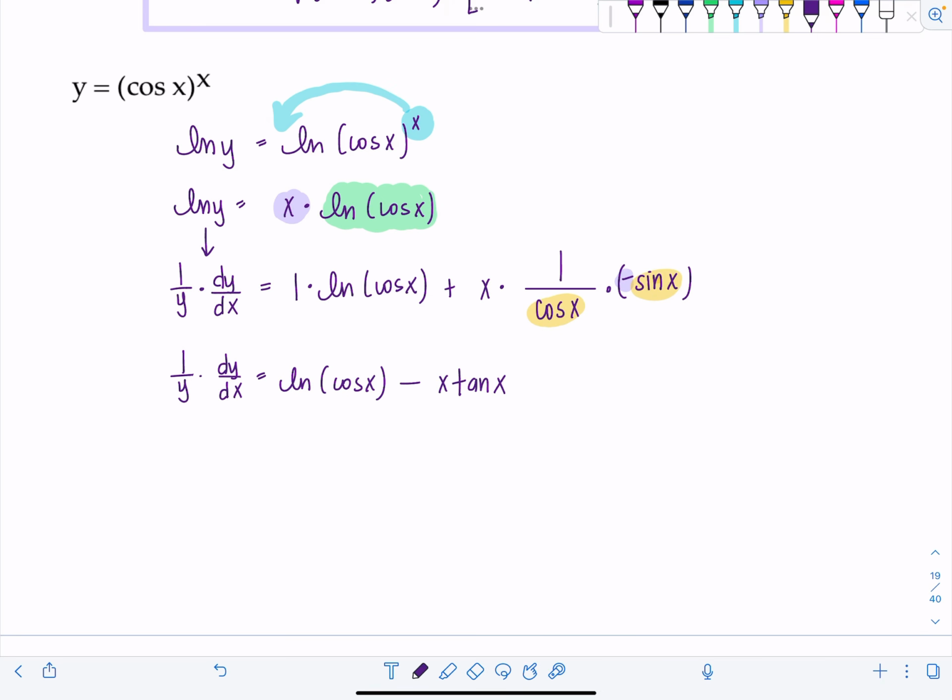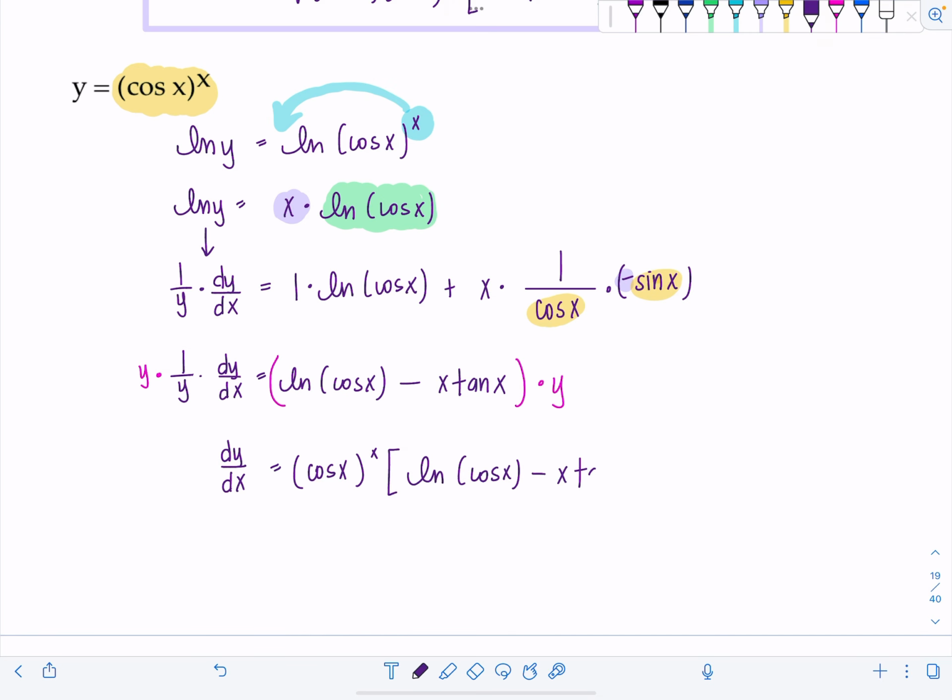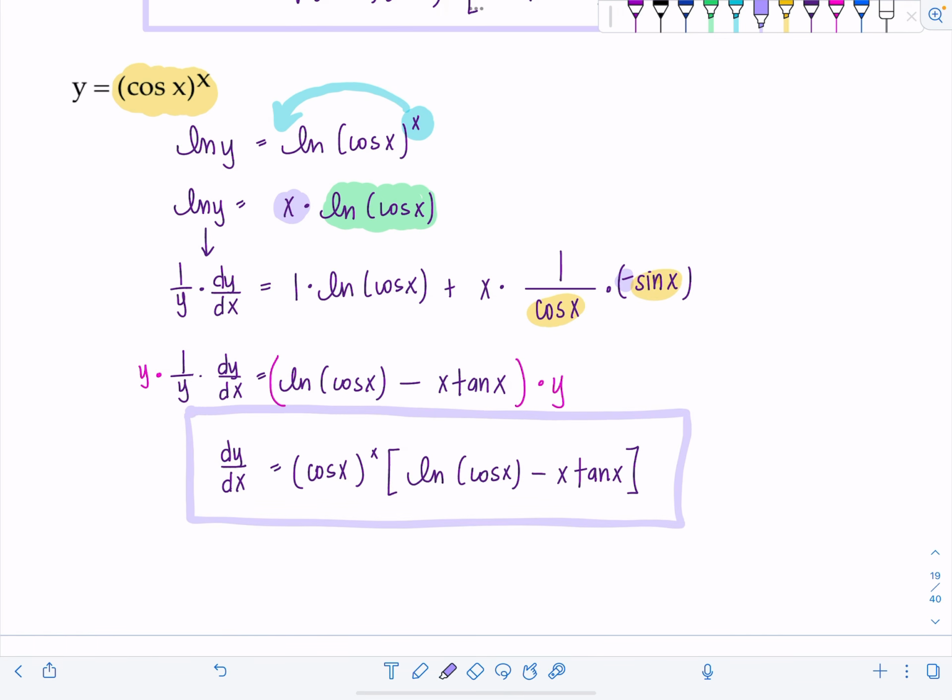Okay. Anyways, last step, multiply by y. So then now we have dy dx equals, well, I'm certainly not going to write y. No. I'm going to replace it with cosine x to the x. And I'll put that in the front. It'll look better. So cosine x to the x times ln of cosine x minus x tan x. All right. That's a good one. I like that one.